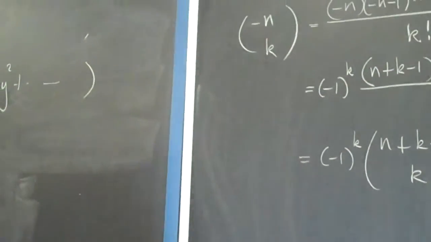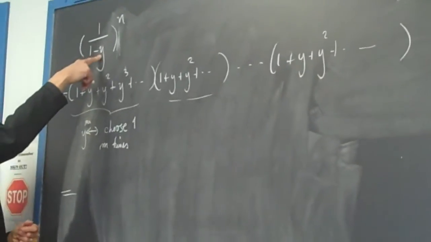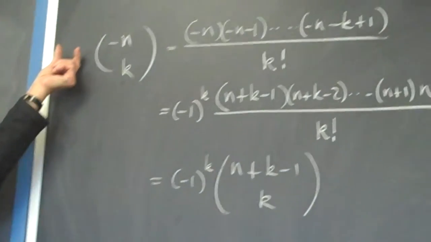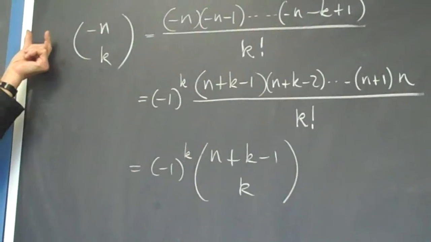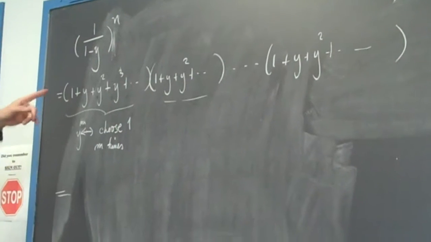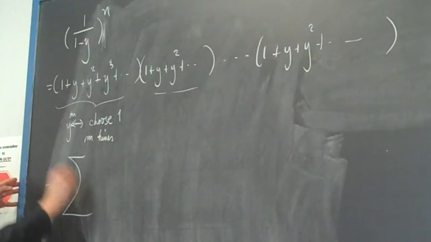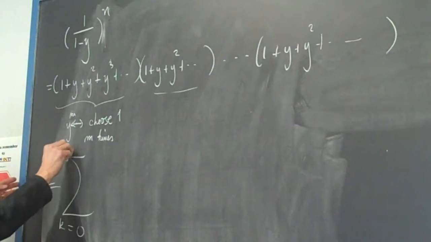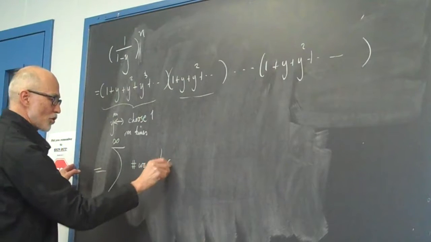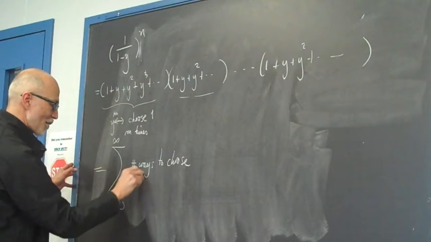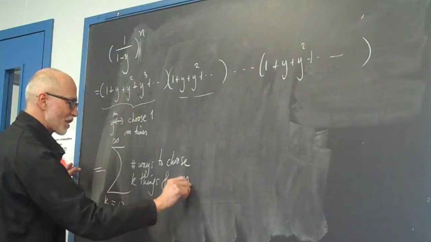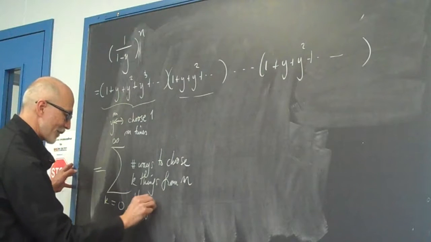But wait, I think I'm using a minus here, and that's for the plus, and that minus is going to take the... and put a minus here. So I'm just going to get this number here. And so this is going to equal the summation of k equals 0 to infinity, the number of ways to choose k things from n things with repetition.